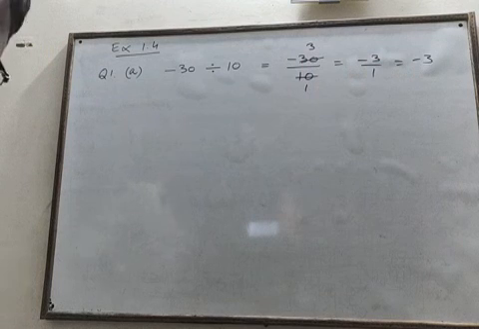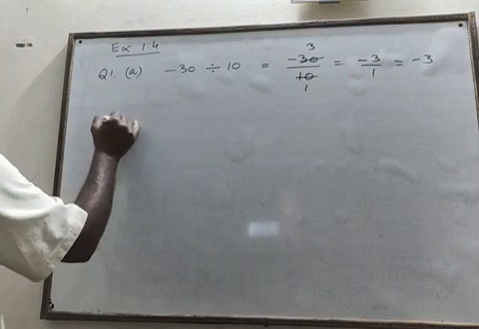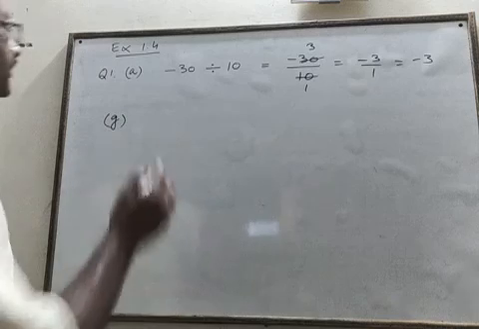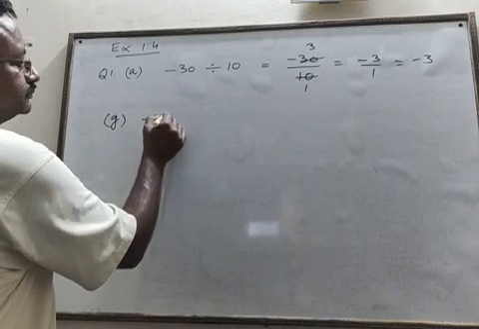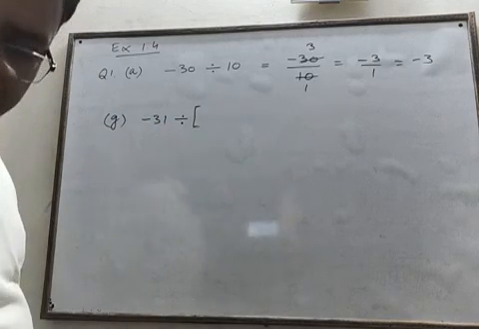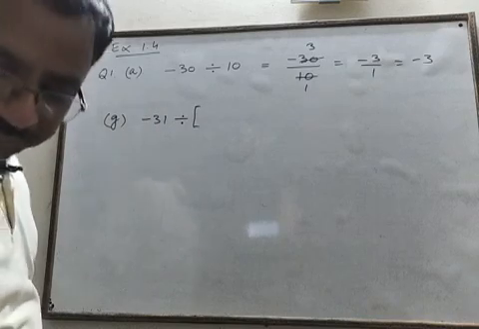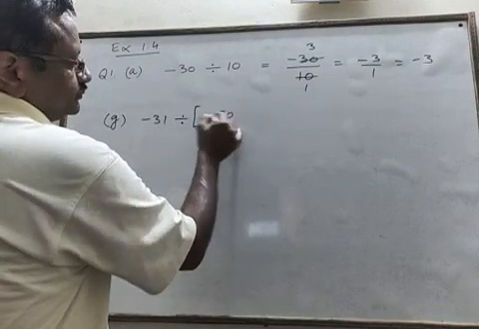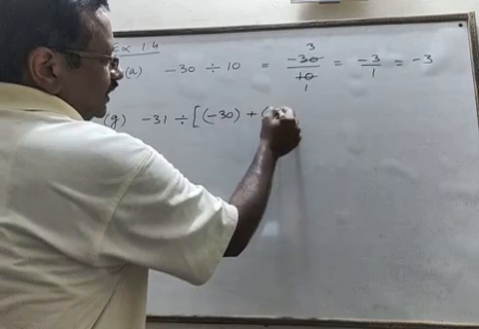Similarly, G part, minus 31 divided by square bracket open, minus 30 plus minus 1.